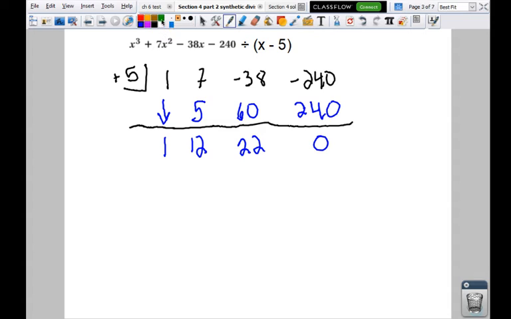Except I need to actually make my answer. So remember, you always kind of look backwards. This number on the right is always remainder. This is always just a regular number. The next one is always x, and the next one is always x squared. So my final answer after I divide this is 1x squared plus 12x plus 22. And I don't have a remainder, so I don't need to write it down.